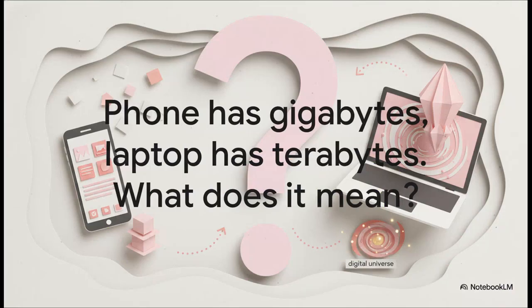You know that feeling, right? When it comes to storage, bigger is always better. But how much bigger is a terabyte than a gigabyte really? And what can you actually do with all that space? Stick with me, because by the end of this, you're going to have a real, tangible feel for the true scale of our digital universe.